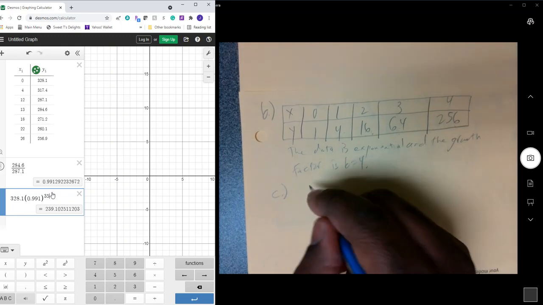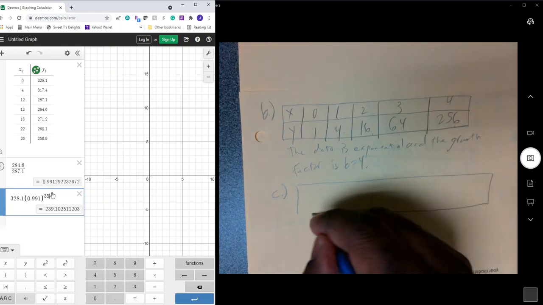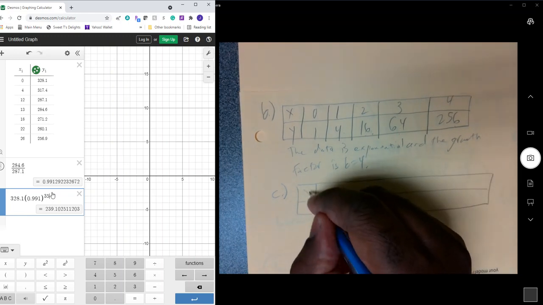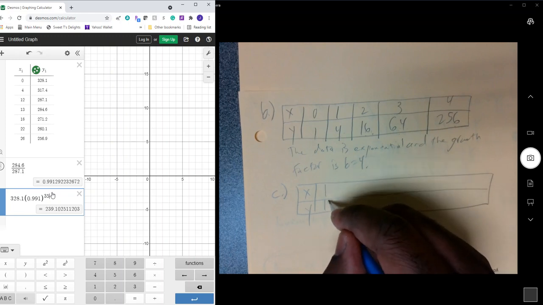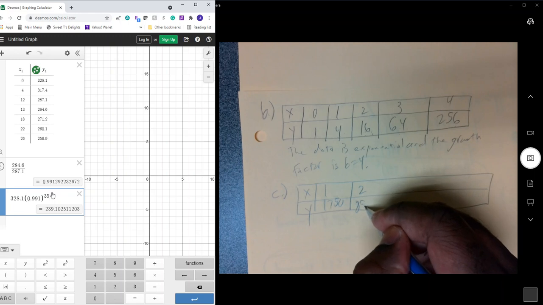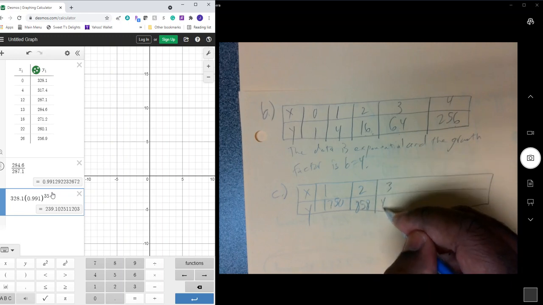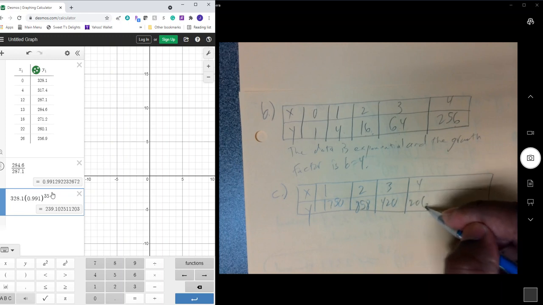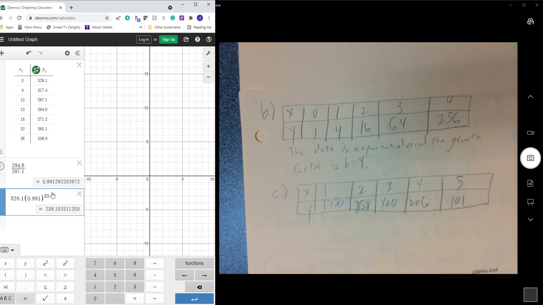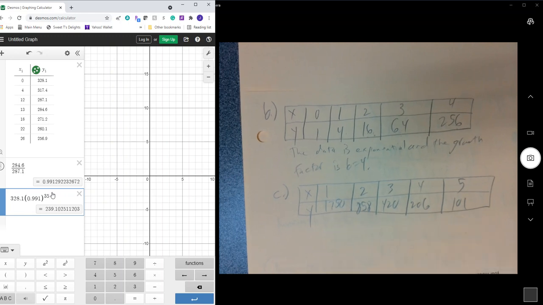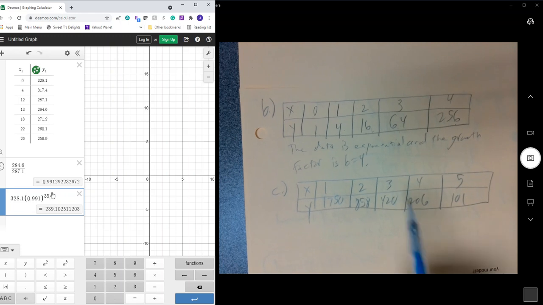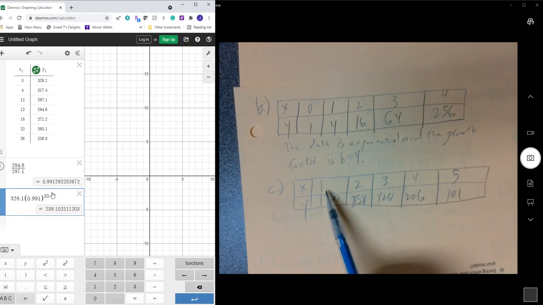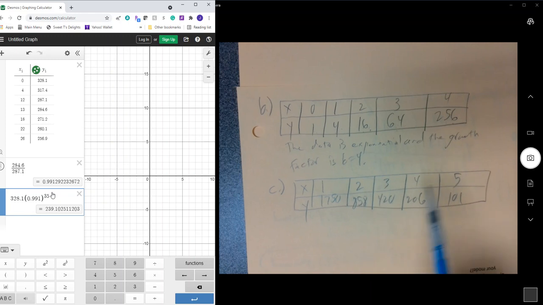So now we come here to C. We have x, y. We have 1, 1750, 2, 858, 3, 420, 4, 206, and 5, 101. Now, we look here, we notice that this is going down. So we know we will be doing some division. And again, our x values are constant. They're going up by 1. So what we could do is this here. We could take the further value and divide it by the previous value and so on.